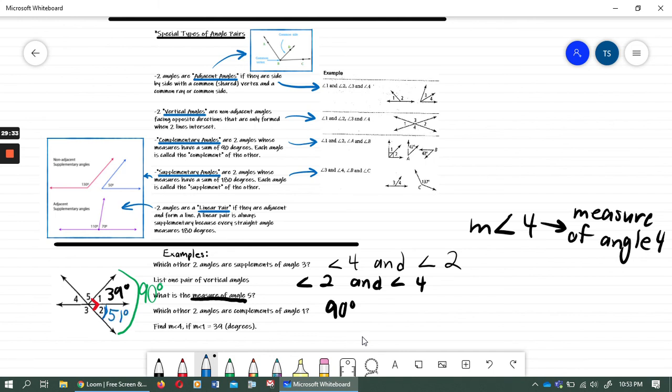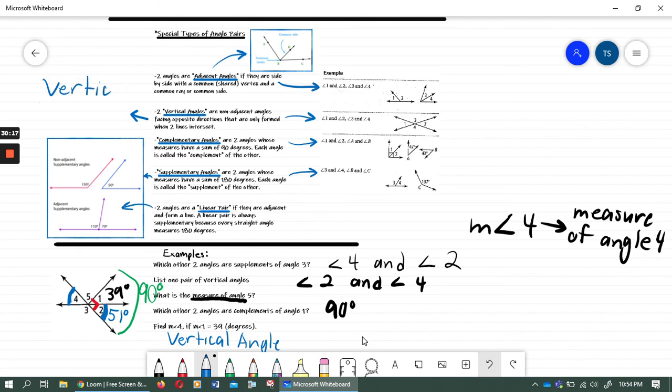So if angle 2 is 51 degrees, then guys, this angle that is directly across from angle 2, that other angle right here, that's a vertical angle. Yes, angle 4 and angle 2 are vertical angles with each other. And vertical angles, guys, are always congruent to each other. You may not have known that, but I'm letting you know right here, right now. Vertical angles are always congruent.